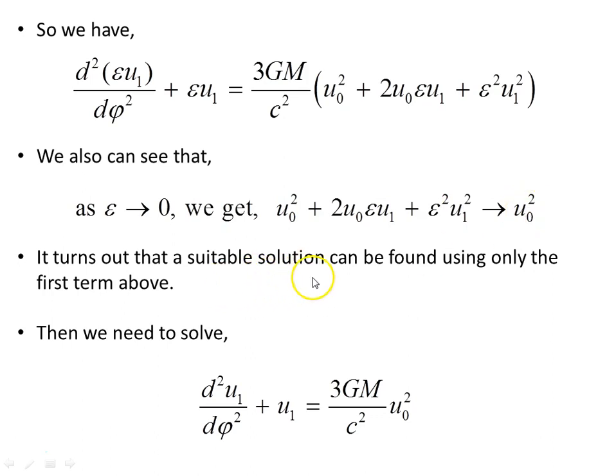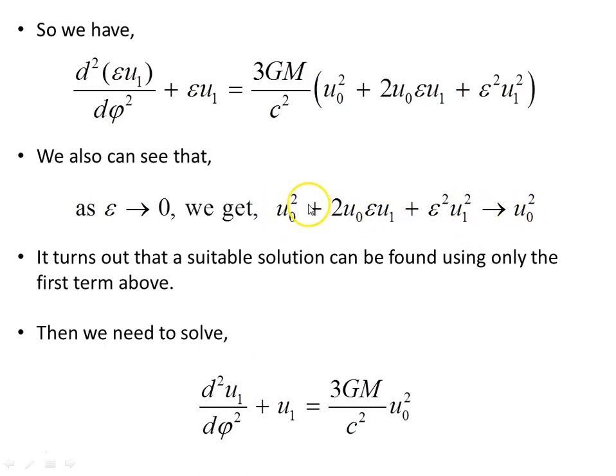Now it turns out that a suitable solution can be found using only the first term above, which is the u0 squared part. Epsilon is a very small parameter anyway, so epsilon squared will be much smaller again. So this part is not terribly significant. Epsilon again is a small parameter, so that reduces this part here, but you may feel taking that out is a bit arbitrary and will reduce the accuracy of the solution. But it turns out, as you'll see later on, that just having this first part, u0 squared, will be perfectly suitable and will give us a very good approximation, as you'll see in the example near the end of the video. So we'll take u0 squared as our solution.